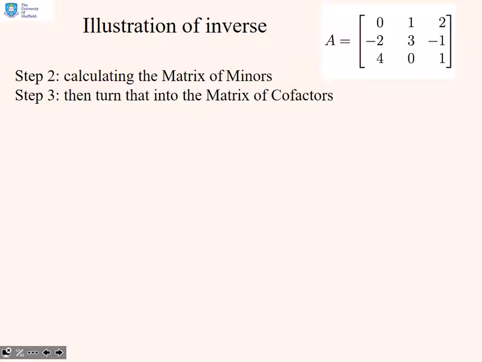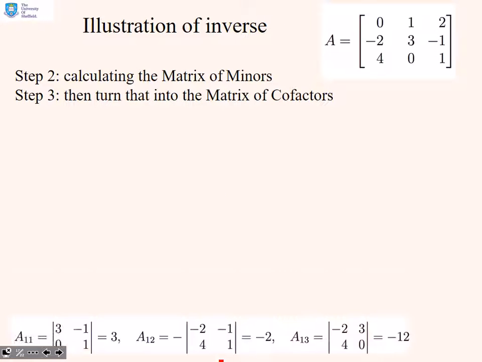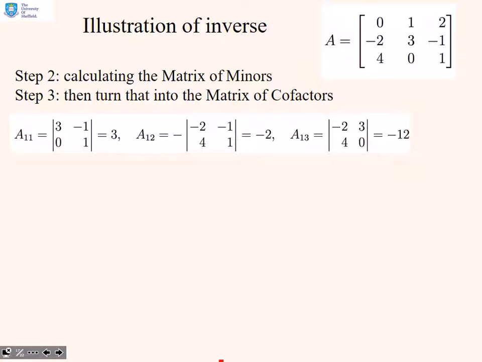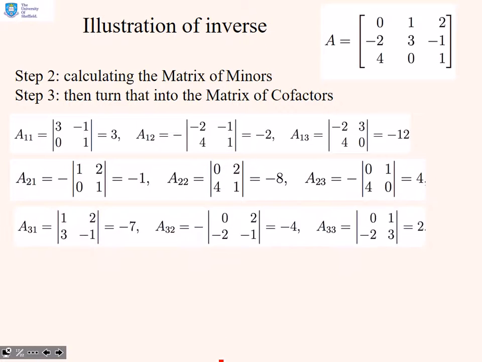So next, calculate the matrix of minors, and then the matrix of cofactors. You can see here I'm giving you the definitions of all the cofactors. If we do maybe a few of them just to illustrate, let's have a look at this A21. You can see that means second row, first column.